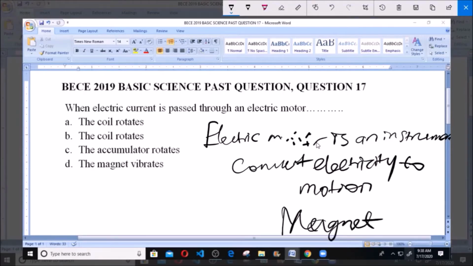So definitely, when you pass a current through an electric motor, the first thing that happens is that this current gets to the magnetic field, thereby creating an electromagnetic field. So when these currents get to the magnet, what happens? It causes the magnet to vibrate. The magnet initially vibrates, and due to this vibration of the magnet, the magnet now causes the coil to rotate.